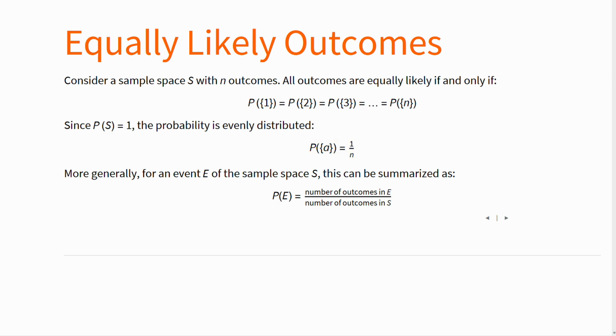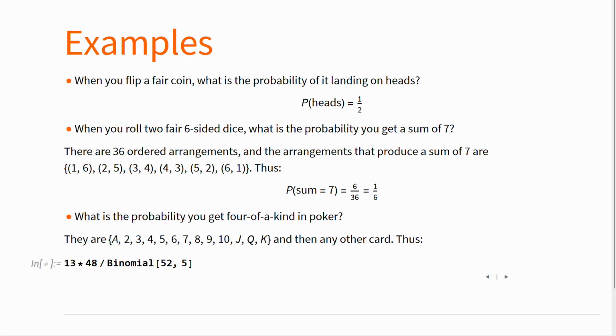More generally, if an event E is in the sample space S, then the probability of the event is the number of outcomes in the event, so you add up all the outcomes, divided by the number of outcomes in the sample space. Let's consider a few examples.